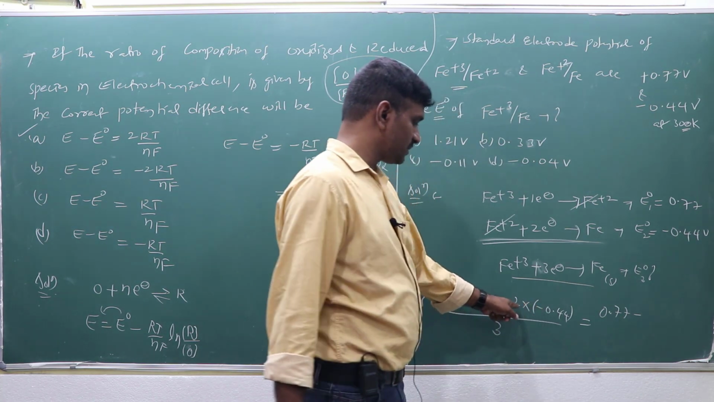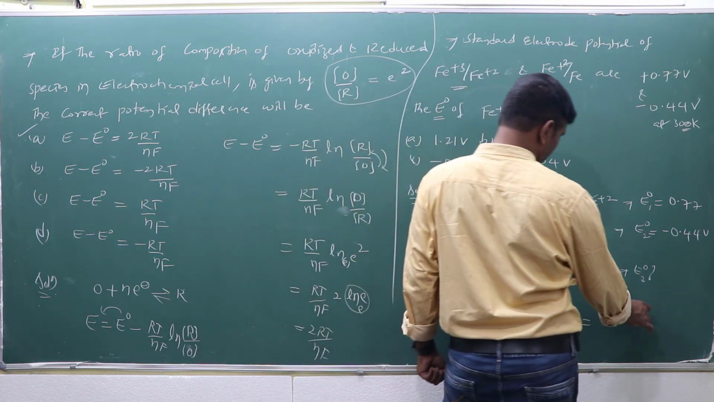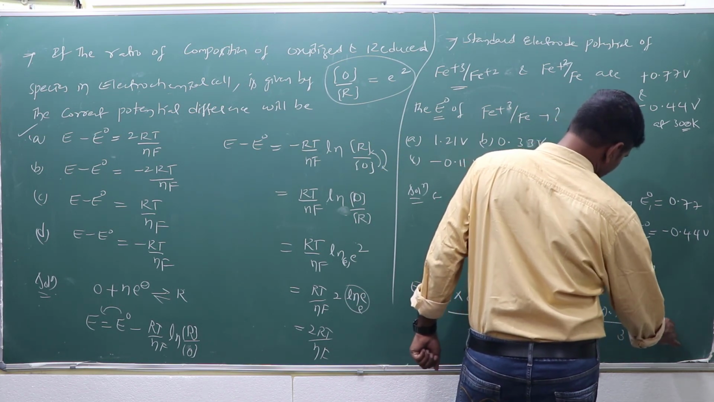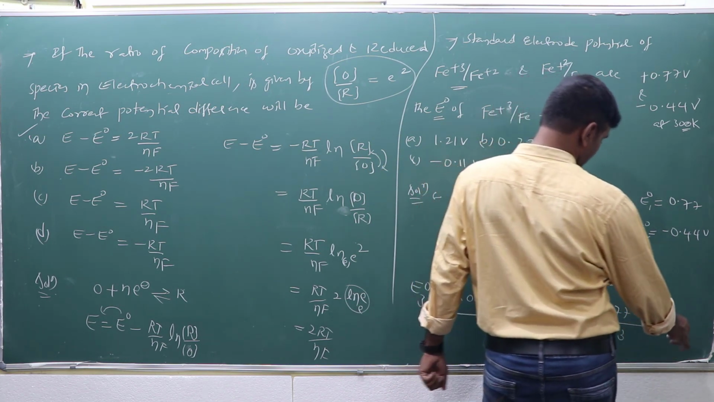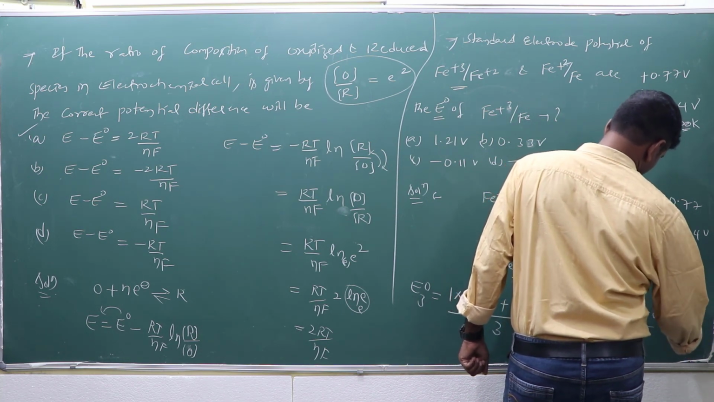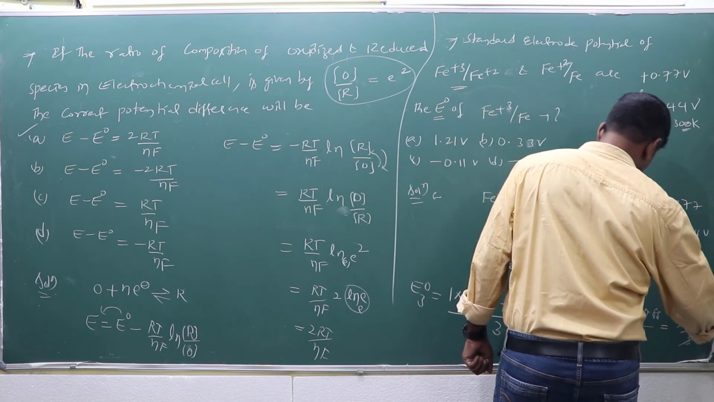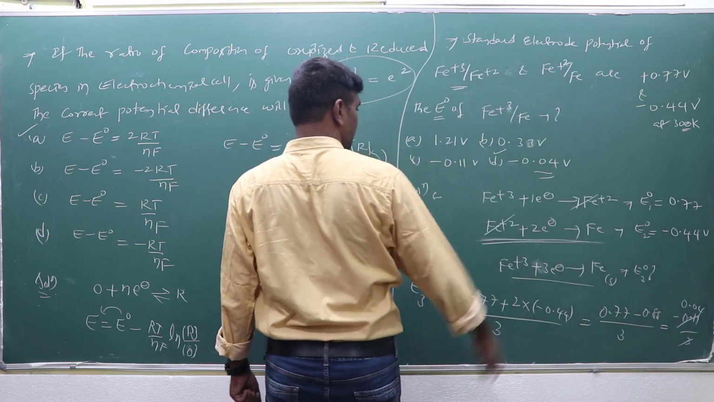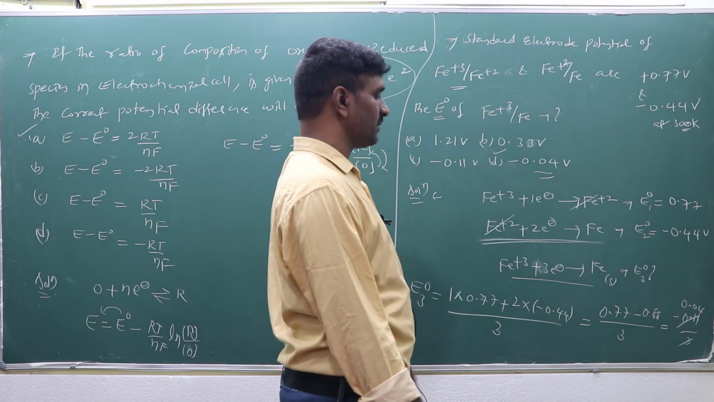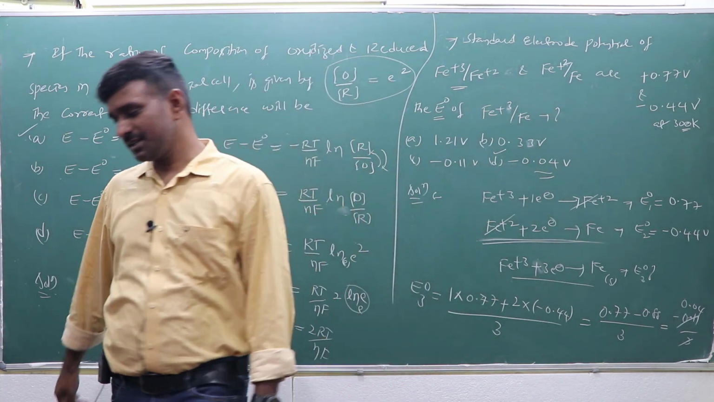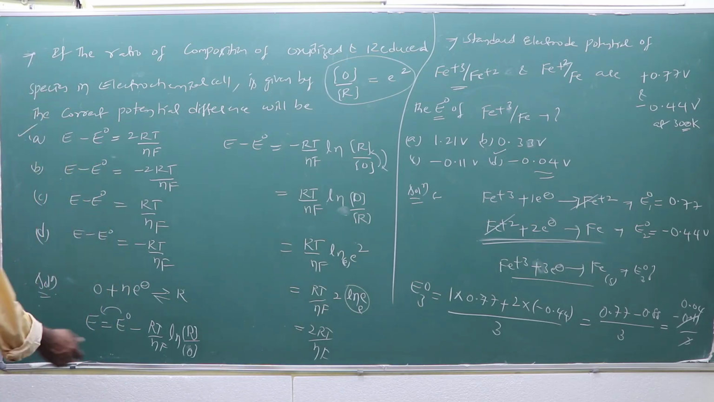Minus 0.44 into 2 is minus 0.88, divided by 3. This is approximately 0.11 minus 0.11 by 3, approximately equal to minus 0.04. It is approximately minus 0.11, so that's why approximately 0.04, or maybe 0.39 something, it is going to be 0.04.